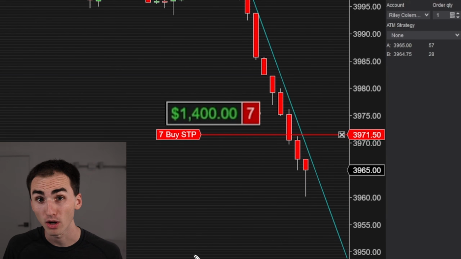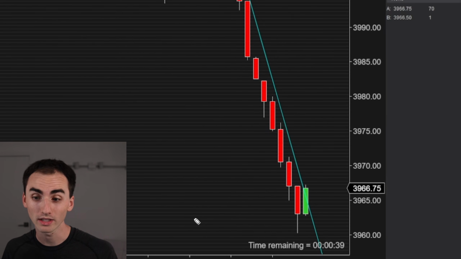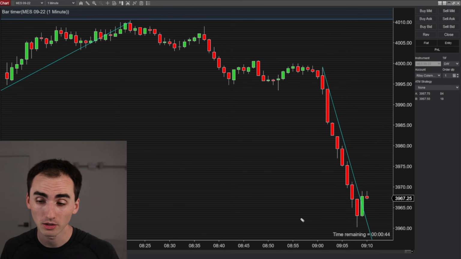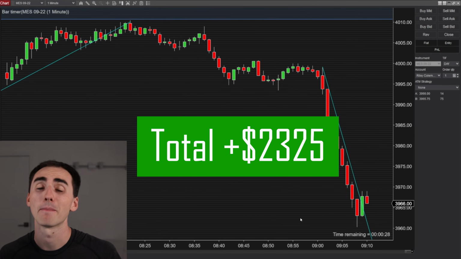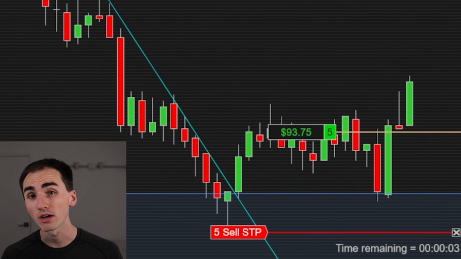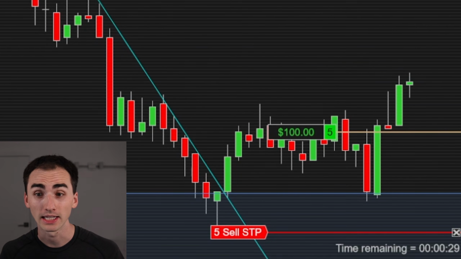I don't really have a profit target I'm going for here, because the market is just moving so quickly in my favor. And so that trade closes up for about $1,300, and that is a massive win. But don't feel like you need to hit home runs to actually be profitable trading. Small, consistent wins is really what makes you profitable in the long run.